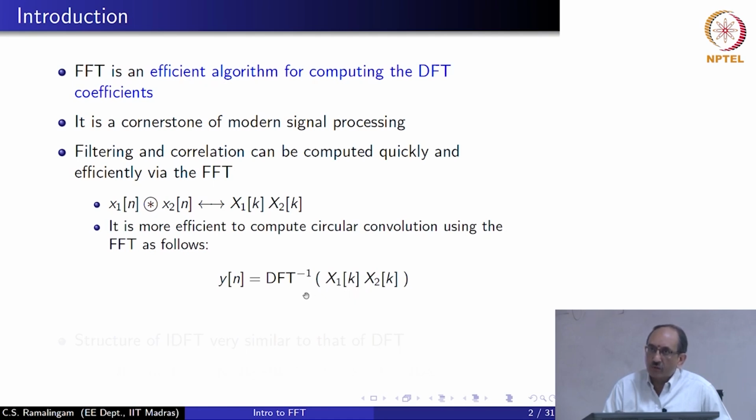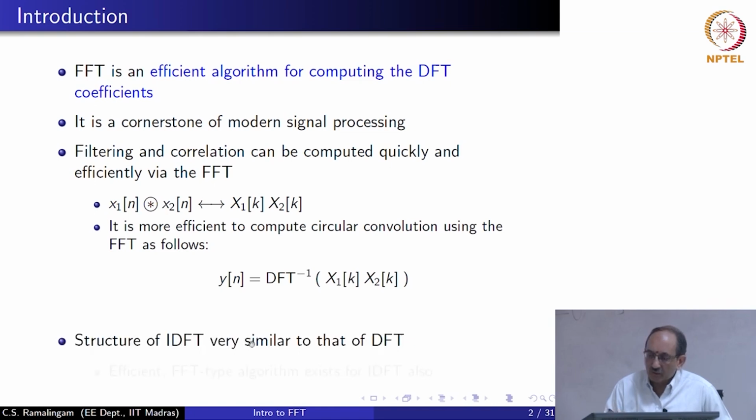So, this is no different from using log for multiplication. Addition is easier than multiplication, and if you want to multiply numbers, you use log. You take log of each number, add them up, and then take anti-log. Similarly, if you want to convolve, take the transforms, multiply in the transform domain, and then take the inverse transform.